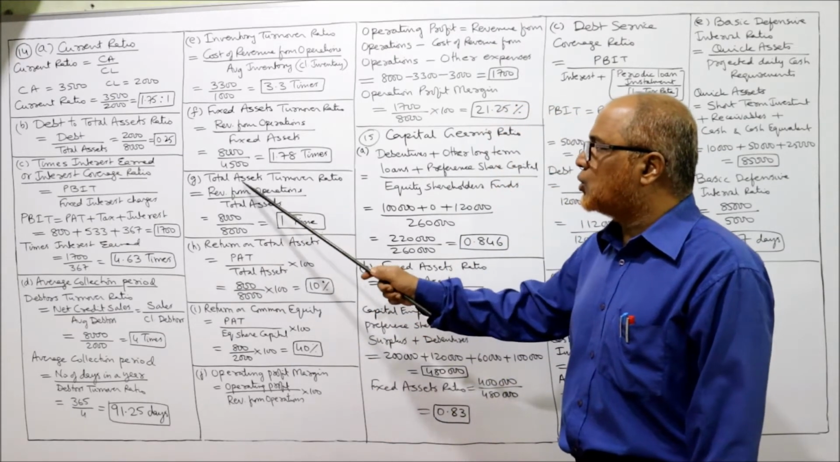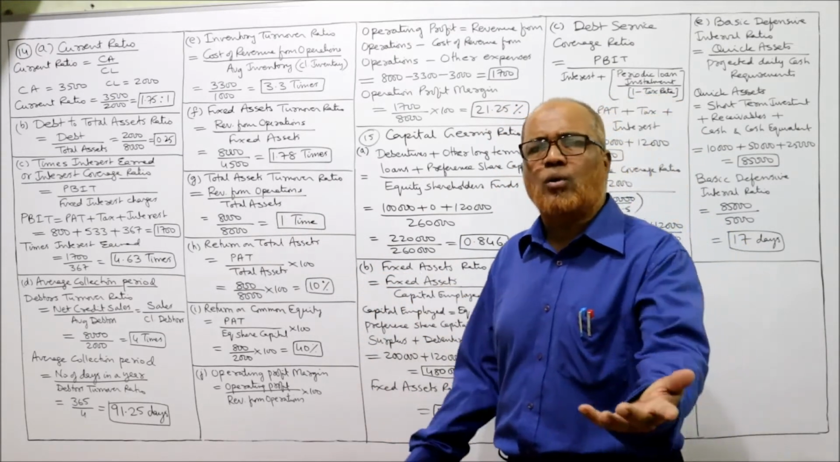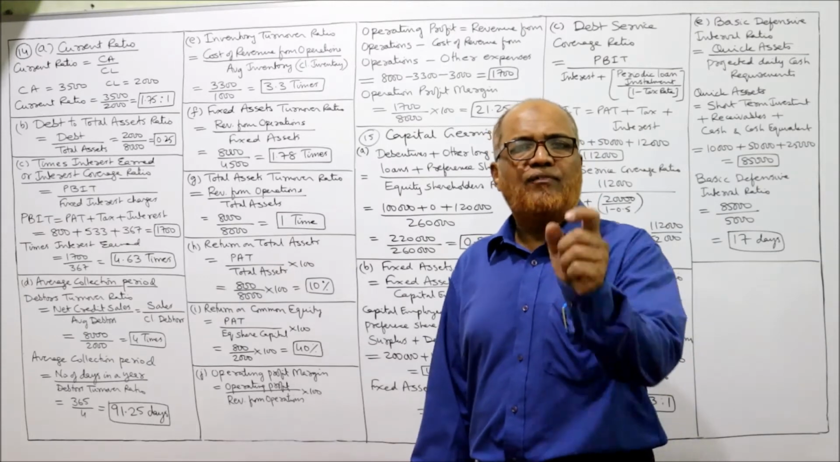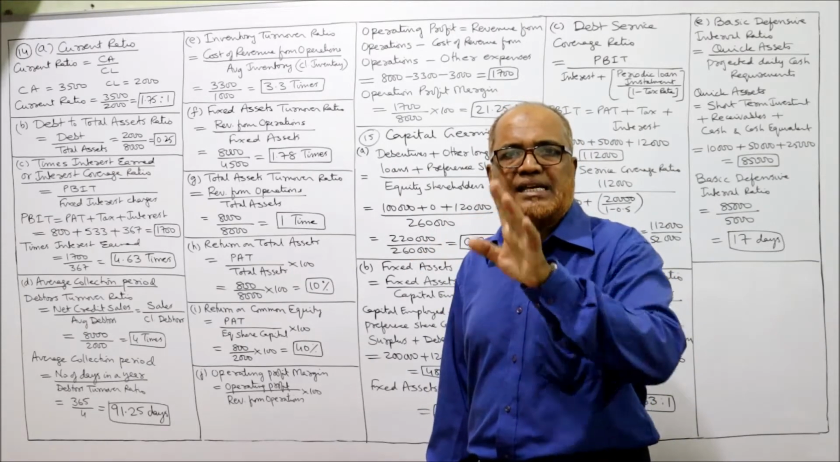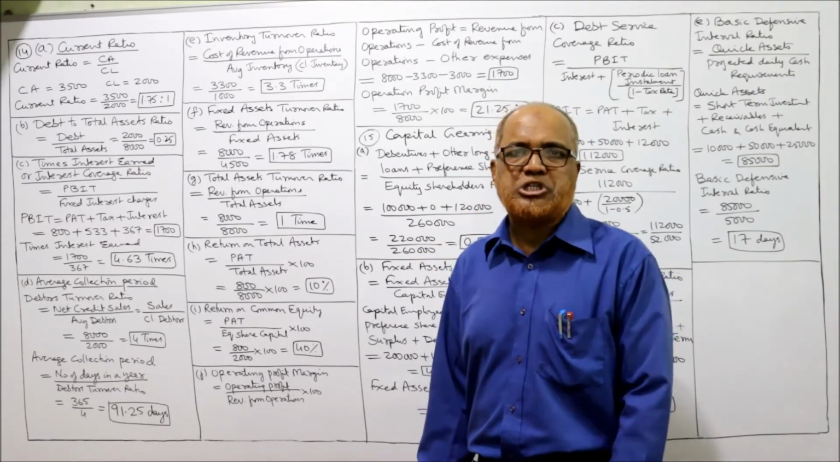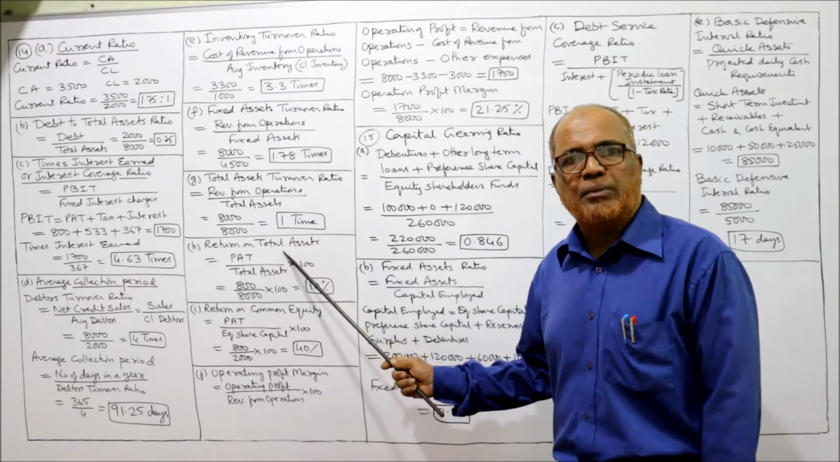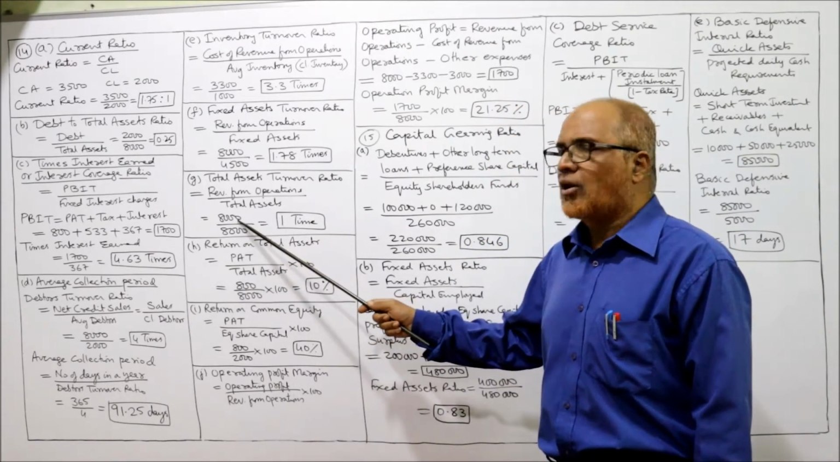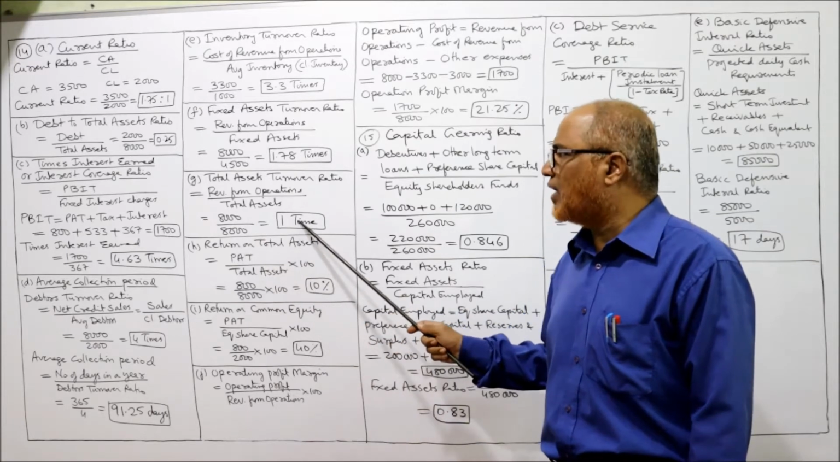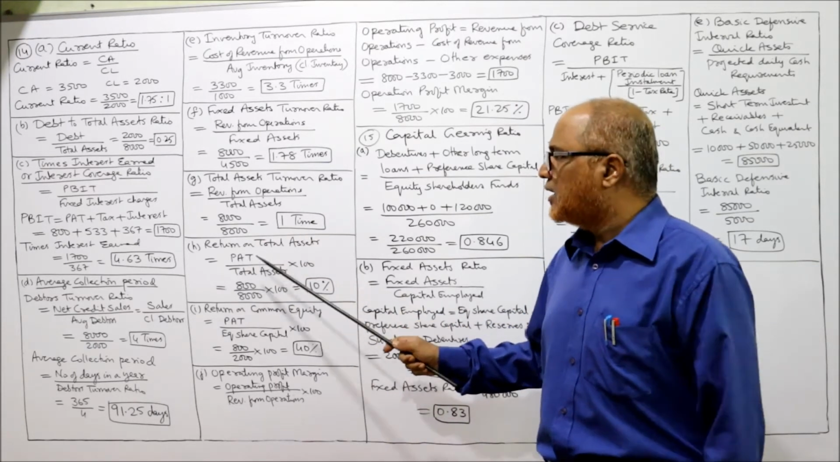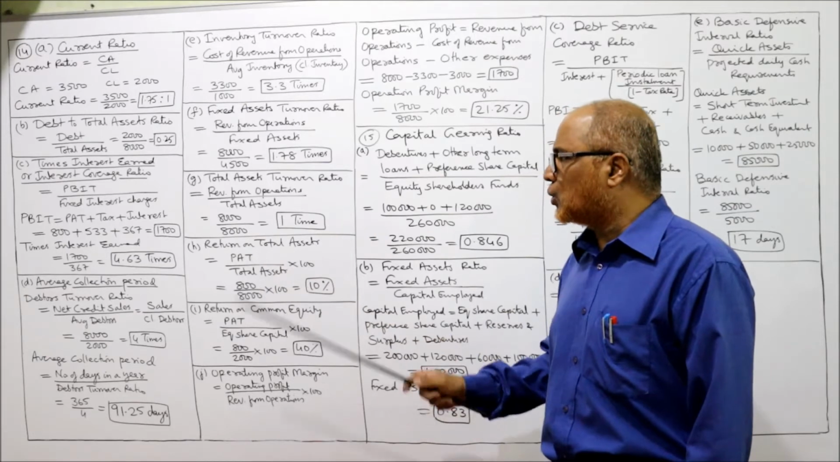Now total assets turnover ratio. This is also an old formula, nothing new. Turnover means sales. Sales means revenue from operations. So revenue from operations divided by total assets. Revenue from operations 8000, total assets 8000, so 1 time. That's all.